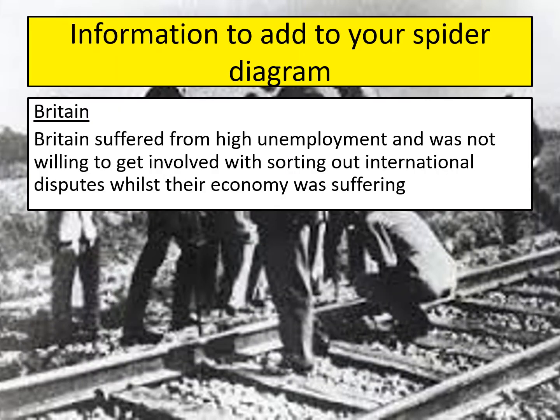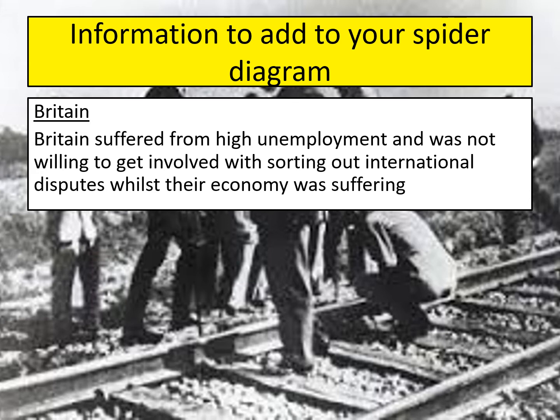I'll talk you through each of the areas that you need to know about and the information for your spider diagram. Now, the first country that you want to put on your spider diagram is Britain. And we don't need to know loads of detail about how Britain was affected by the Great Depression, but we do need to know that Britain suffered from high unemployment and was not willing to get involved with sorting out international disputes whilst their own economy was suffering. We're going to see this as a bit of a common theme for all of the countries.